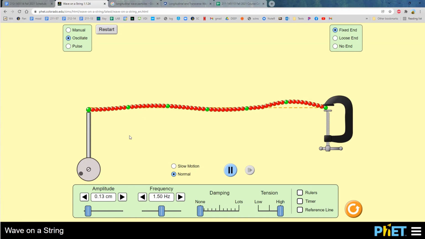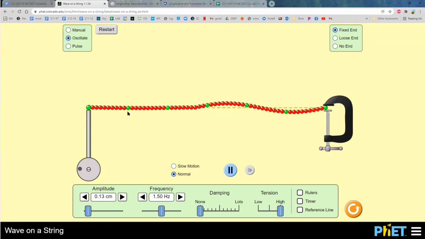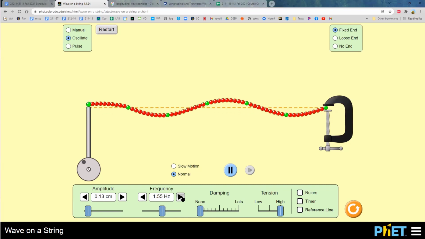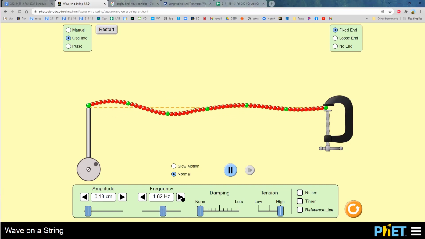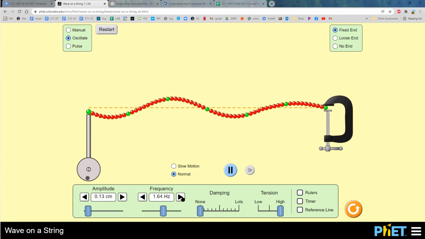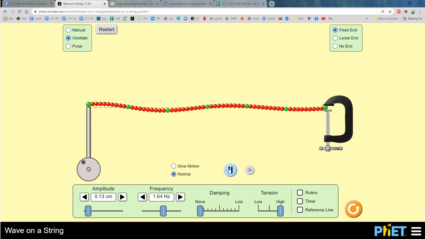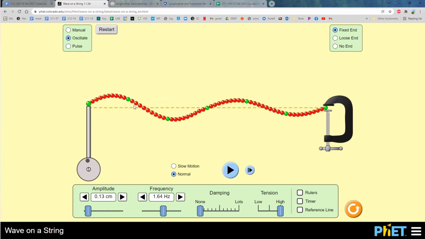But once again, look at these green dots. These green dots represent a particular point on the string. Let me modify the frequency for a bit and maybe just pause it right here. So for the sake of conversation, let's look at this green dot. In fact, this is a better view of what I have.